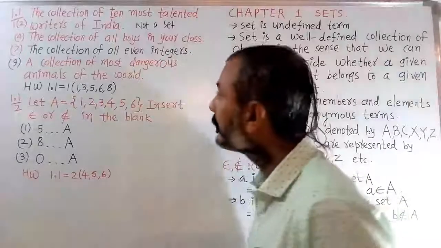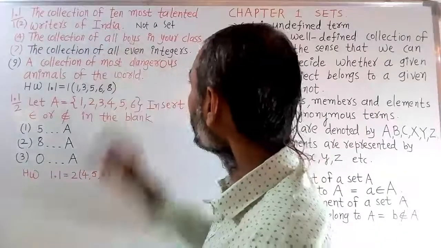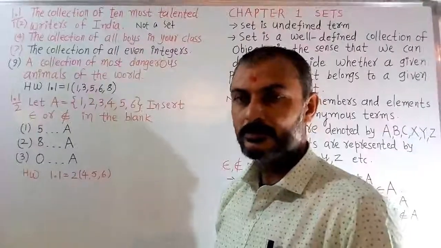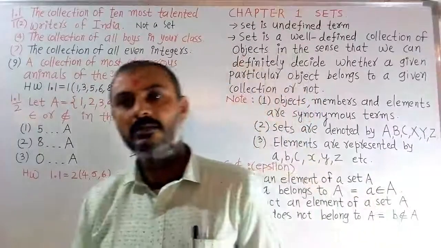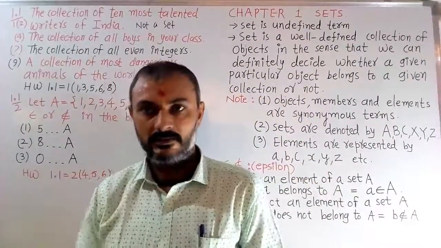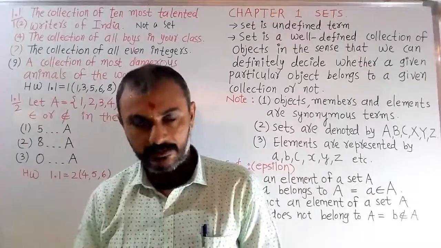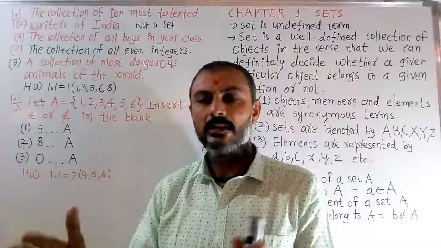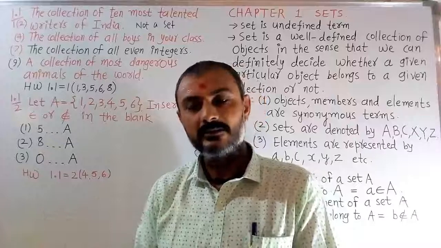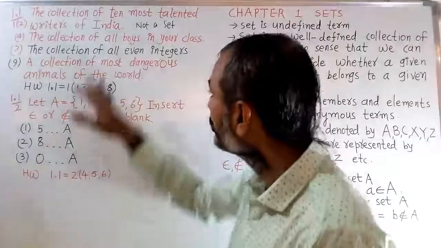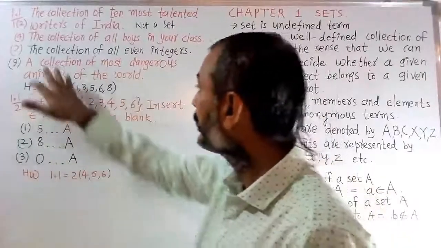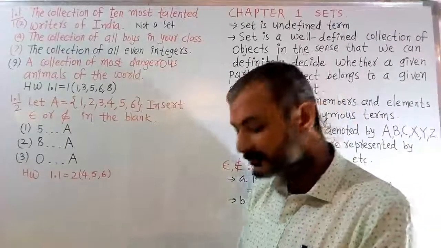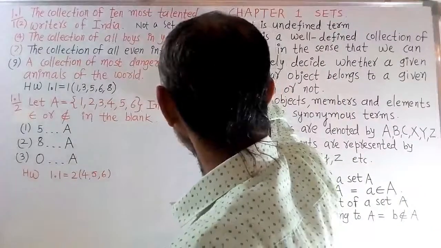Next, the collection of all boys in your class. Well defined. In standard 11, maybe you learn in some division, like class 11A, 11B. In your class, you can write the names of all boys, and it is fixed. So this is well defined. Is that clear? The collection of all even integers is also well defined. So we say this is a set.